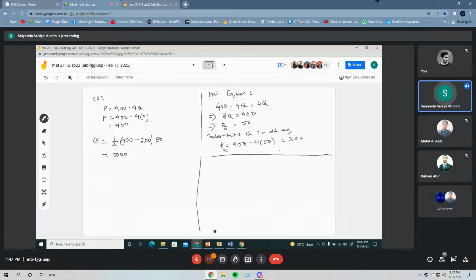Same way we can find the producer surplus. Now, producer surplus also requires some operations like this with the supply equation, that P equals 4Q. If you put Q equals 0, the price at which quantity supplied is 0, P is 0. So producer surplus is half, 200 minus 0 into 50. Again, this is also 5,000.